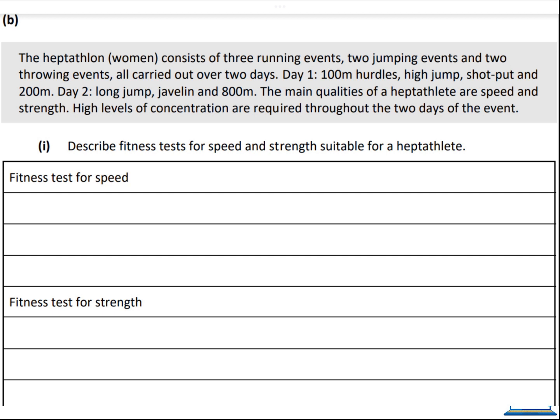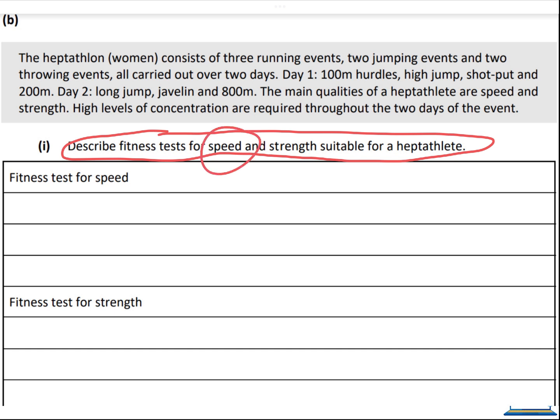Okay, so here we have describe fitness tests for speed and strength suitable for a heptathlete. Okay, so let's look at speed here first. So we have 100 meter hurdles, requires a good bit of speed. We have the 200 meter race. We also have the 800, not really that relevant to speed. So the main 2 would be our 100 meter hurdles, and the 200 meters.